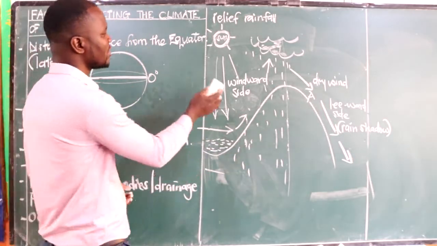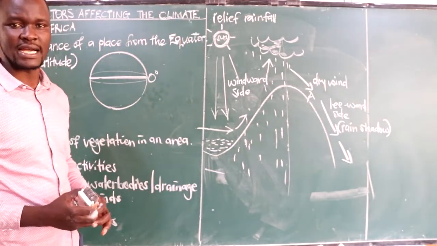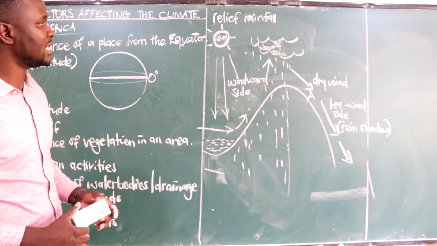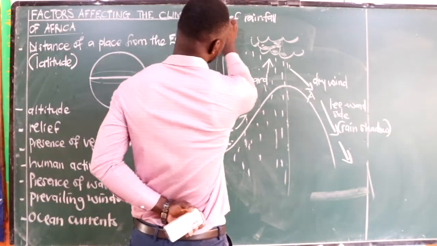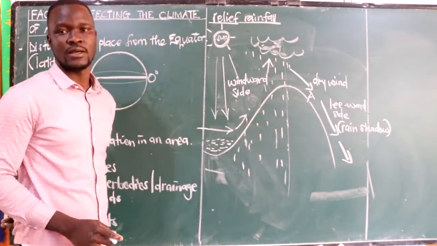So this is how the nature or the relief of an area can affect the climate. Areas which have mountains can help in the formation of relief rainfall, as we have looked at in our diagram.